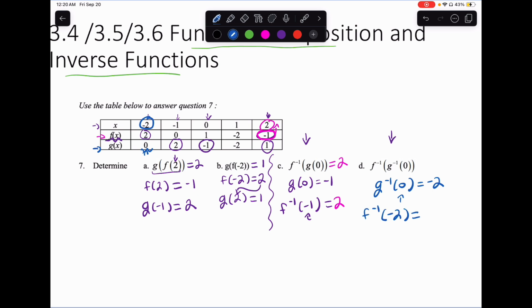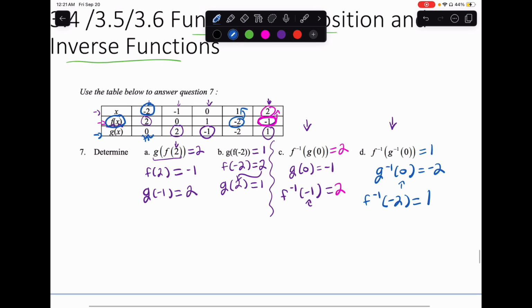Again, I'll say it one more time: if the input to the inverse of f is -2, that means it's going to be the output for our regular f of x. So when f of x equals -2, the associated x value for that is 1. Just like that. So this would equal 1. So that's how we do it with the table.